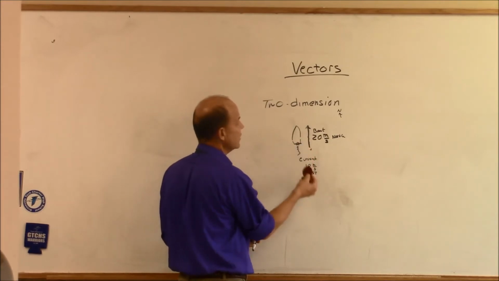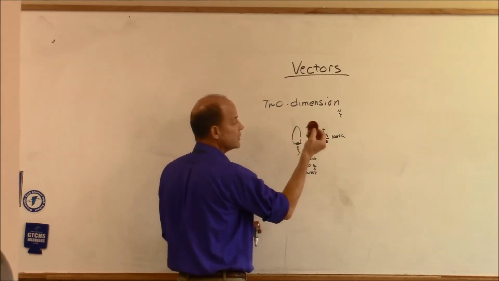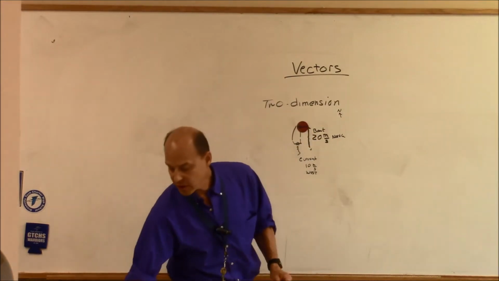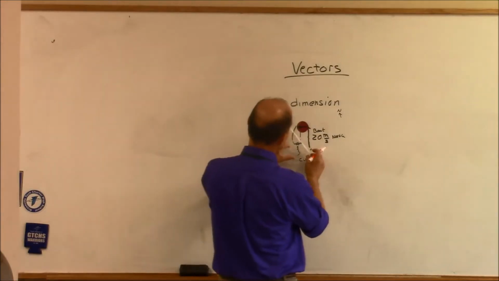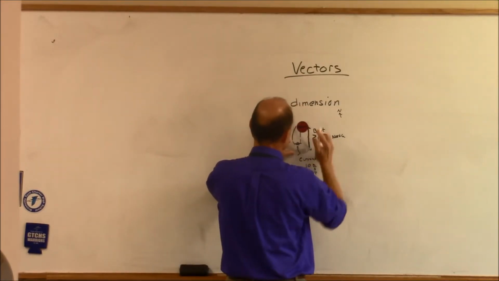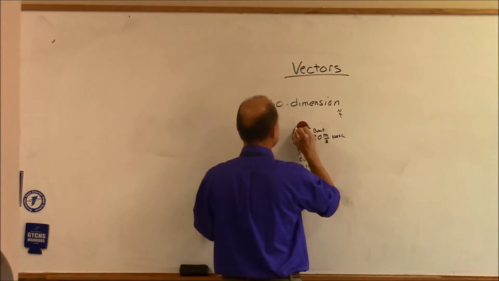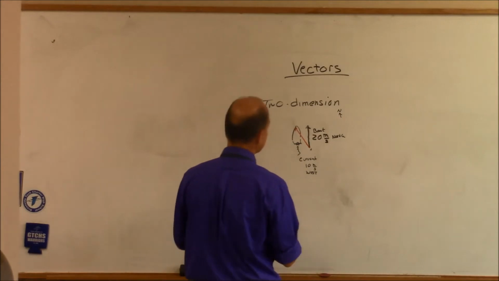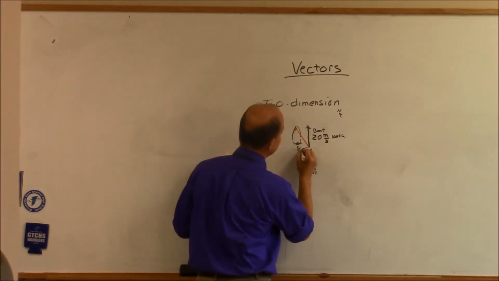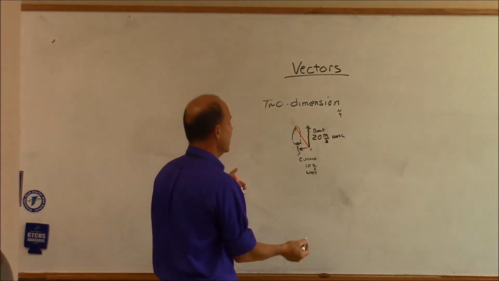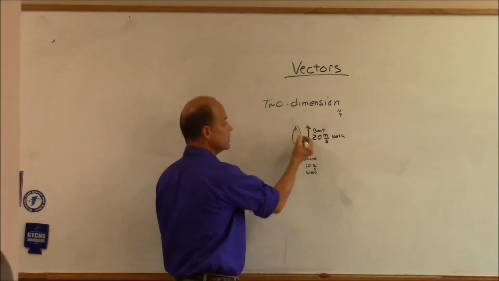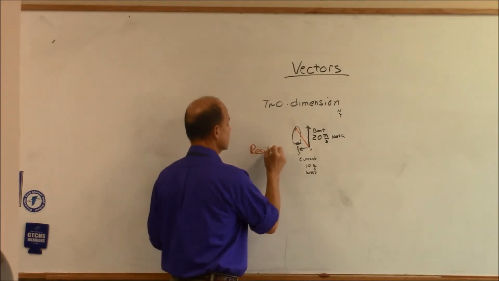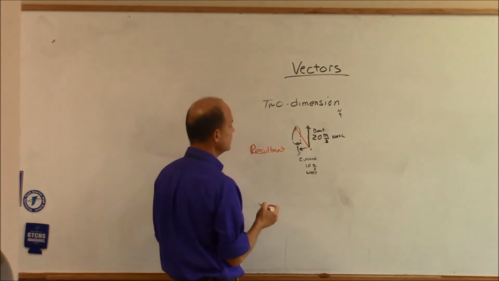Using the head to tail method, you put the second vector's tail onto the head of the first, and you get a resultant vector. So now the resultant vector, I'm going to draw in orange, using the head to tail method, is the direction that you're going, right? So if the current was 10 going to the west and the boat was going 20 towards the bow, then the net result, the resultant, and make sure you write this word, the resultant vector.